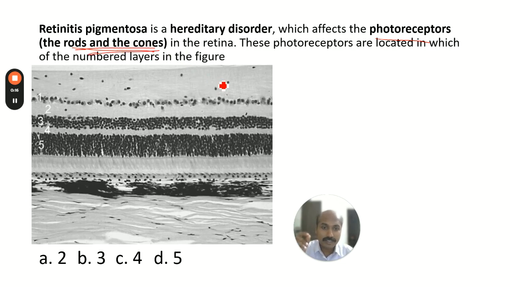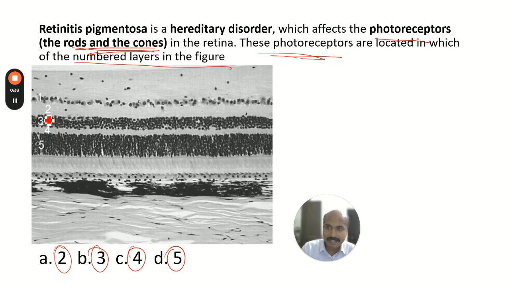So the key of the pathogenesis is written already. These photoreceptors are located in which of the numbered layers in the figure? That is the question. So the answer is number 2, number 3, number 4, or number 5. If you look at this picture, you can see the number labeling. It's a little bit hidden, but this was actually asked in that exam like this.